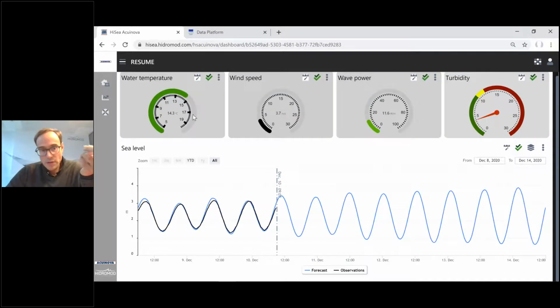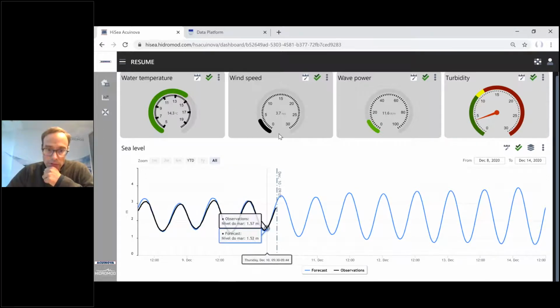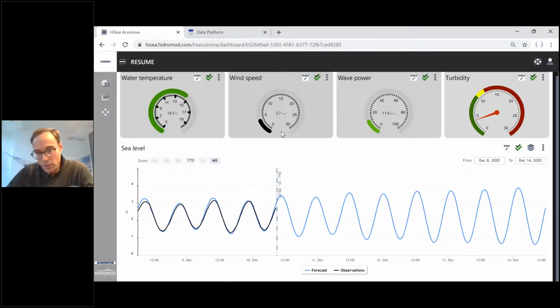Of course, it also has alarms. In the case of Aquinova, they are worried with water temperature, also with turbidity. Wave power is relevant in the sense that it's directly linked to turbidity. Wind speed is just a matter of keeping the tarps safe on top of the tanks. And the sea level is a problem that they have because they need to pump a lot of water, which is one of the points that we are also trying to apply the platform to.